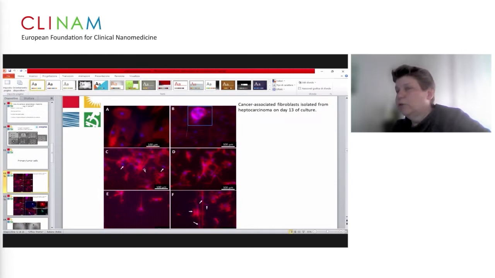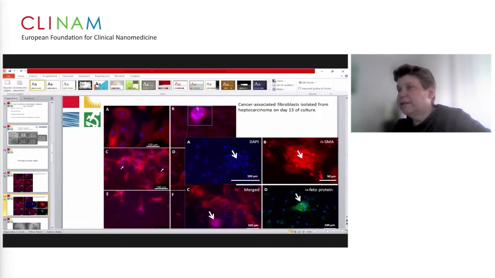Then, when you go to the more complex structures, you see that we don't get spheroids any more. We only get 2D structures. And the more complex the system gets, the fewer cells, at least from primary tumors, we get.